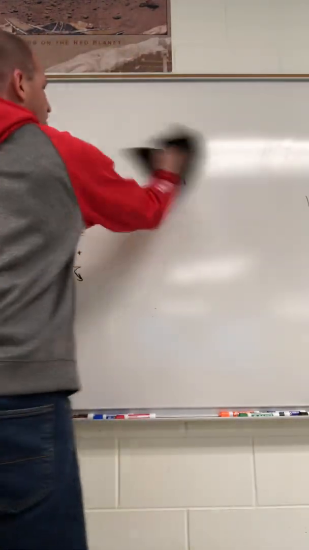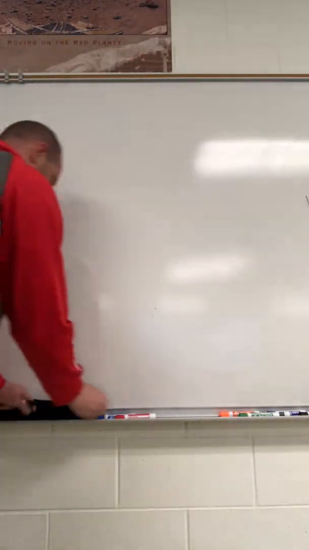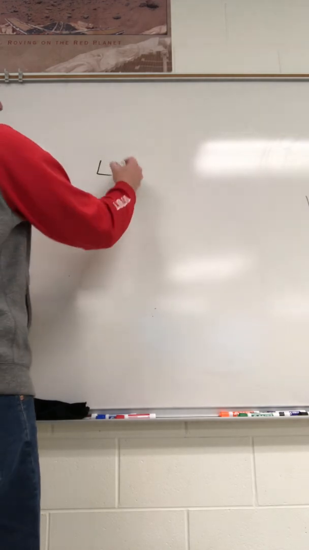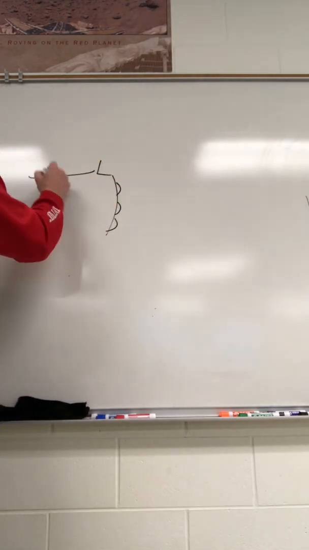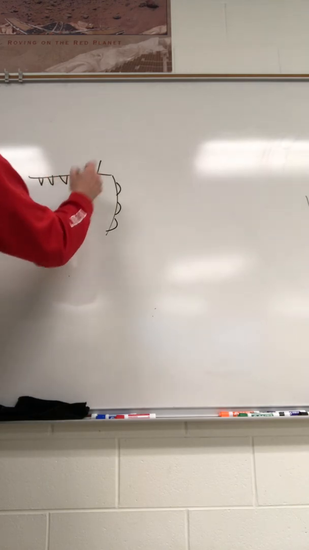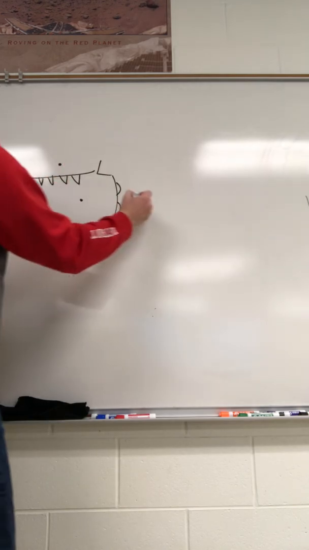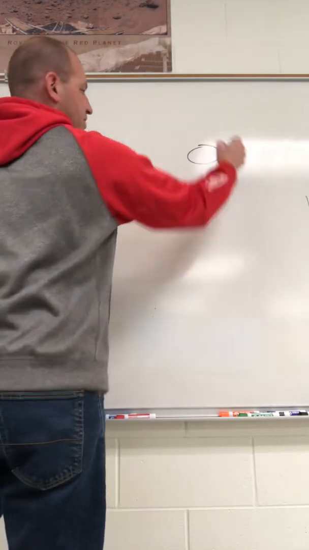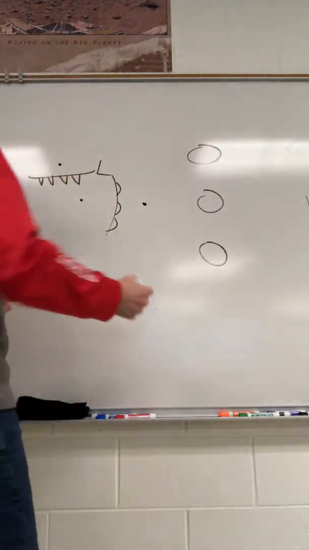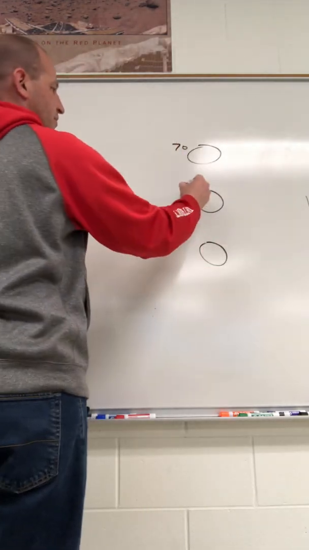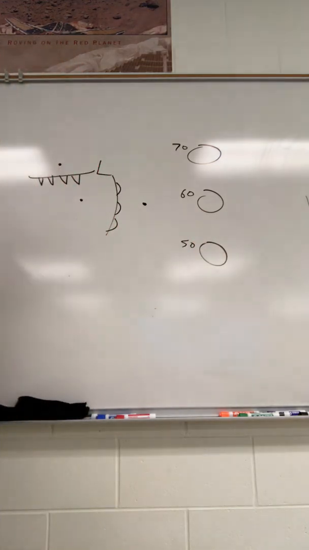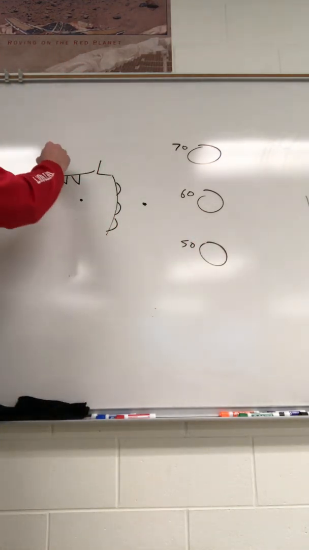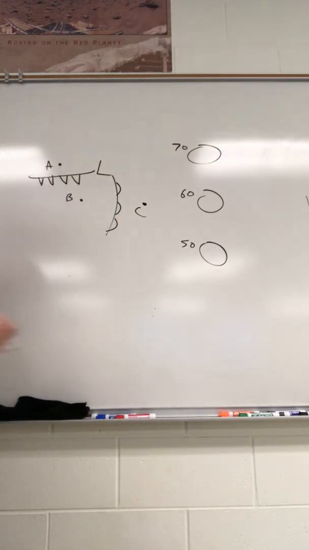So let's just draw a map real fast. I've got a low pressure center, I've got a warm front, I've got a cold front. If I had a city over here and over here and over here, and I had three surface station models, what if one of them was 70 degrees, one of them was 60 degrees, and one of them was 50 degrees? If this is city A, this is city B, this is city C, which one's probably the warmest?